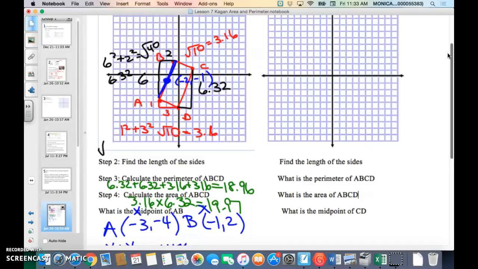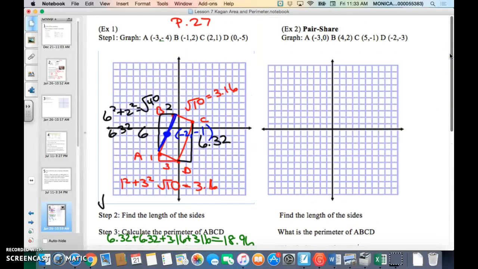Right, now I've modeled a problem for you. Go ahead and try the second problem on your own. This one right here. So those are rectangles.